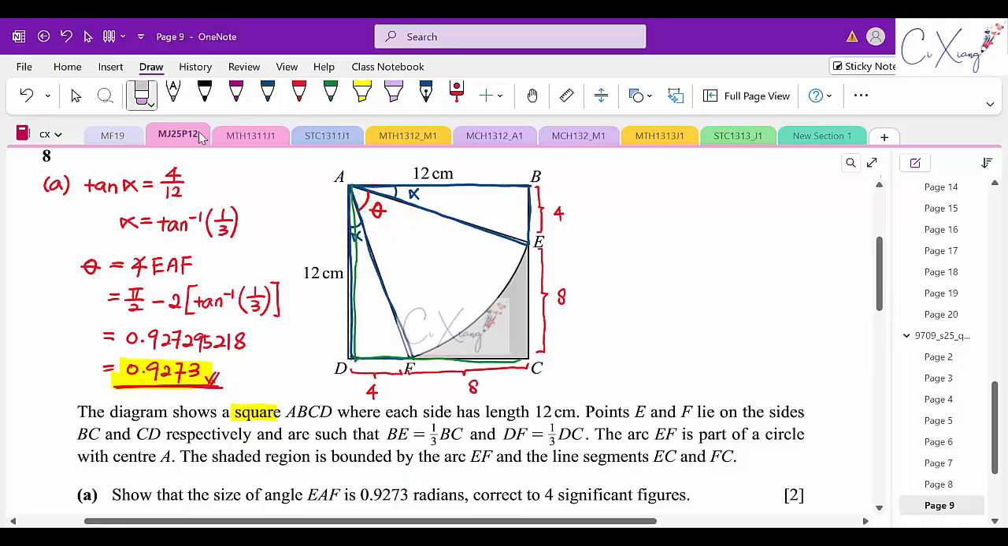Just that maybe the technique is a little bit different, but no matter how, we are always trying to use the right angle triangles to help us, because you can get all the ratios and angles from the right angle triangle here. Alright, so this is what we have for part A. Then let's have a look at part B.